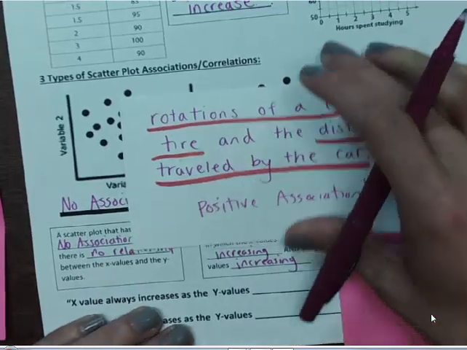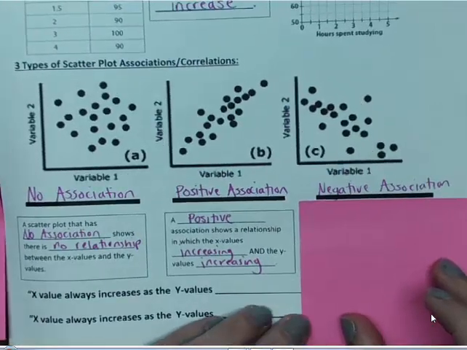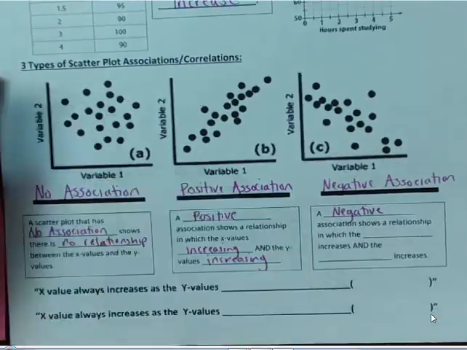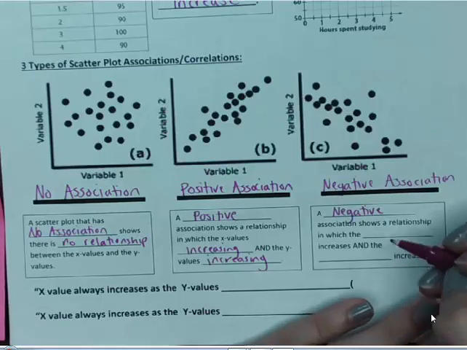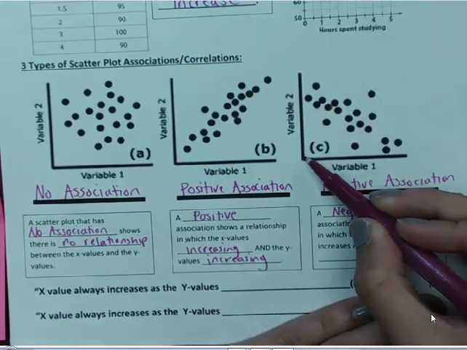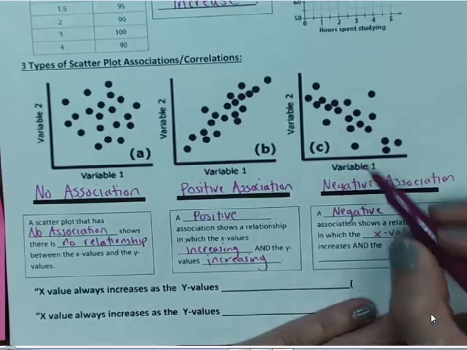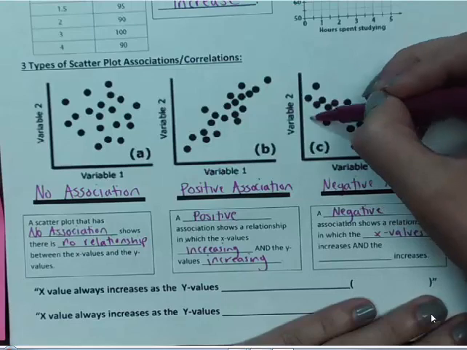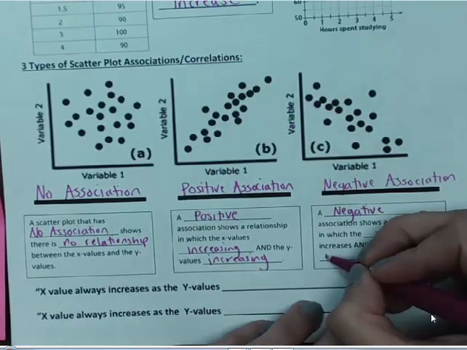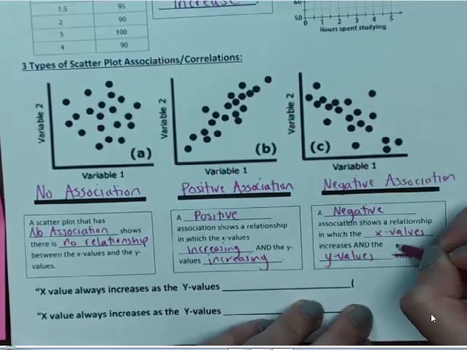Okay, and our last type of scatter plot is our negative association. A negative association shows a relationship in which the x values still increase, because as I'm going left to right, it's increasing. However, the y values are going what? They're going down. So our y values actually decrease, don't increase. Cross that out and put decrease.